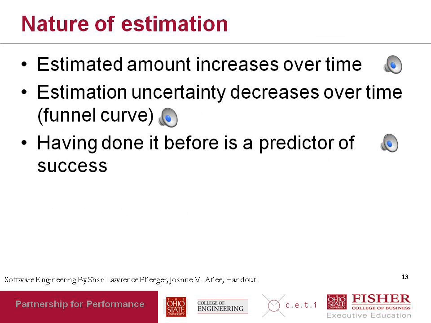Now keep in mind one thing about the nature of estimation, in particular the nature of estimation in software projects. The first thing is that the estimated amount in general increases over time. It rarely reduces. Why might that be? For example, if you were estimating something and your estimation followed a standard normal probability distribution, you would think that you would estimate low as much as you might estimate high. But in software projects, that never happens.